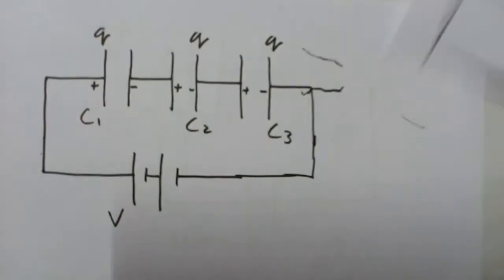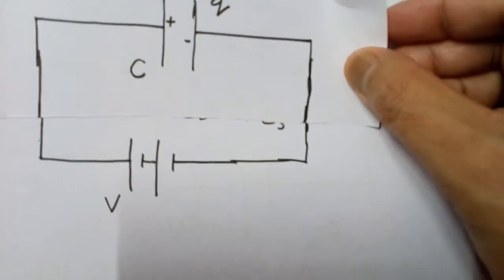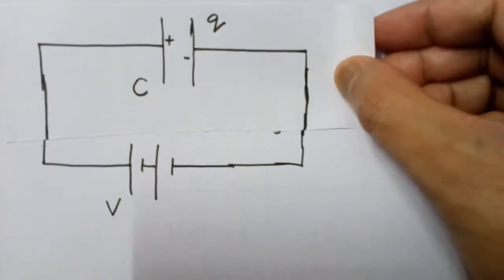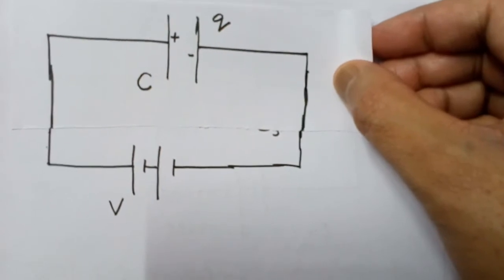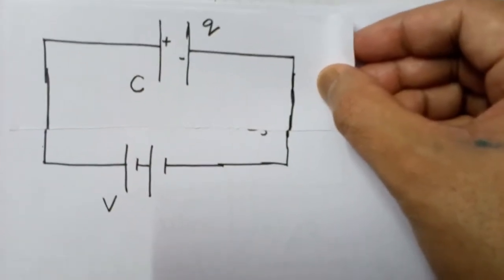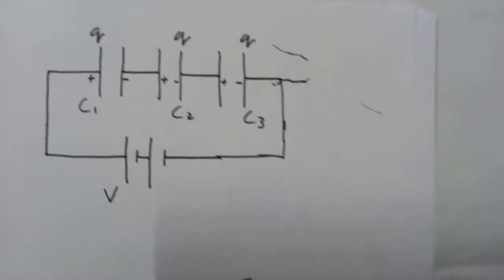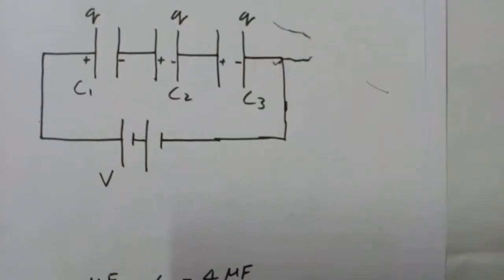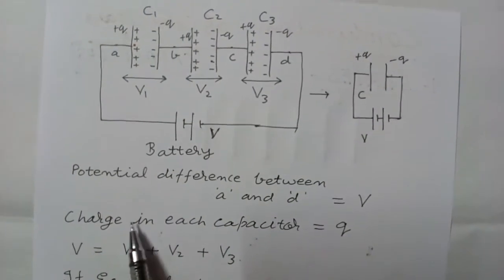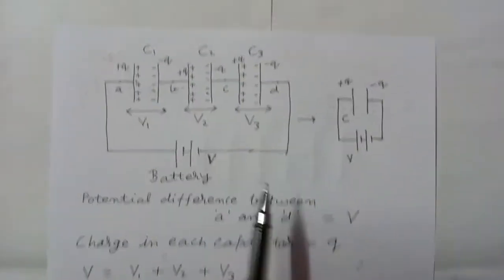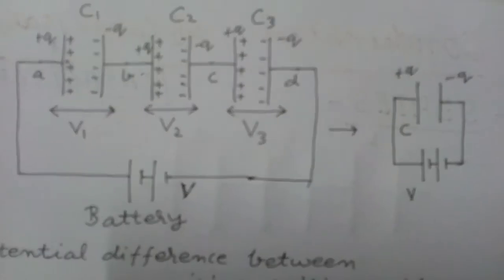Now if we replace these three capacitors by a single capacitor and connect it to the battery like this, and if charge on this capacitor is also Q when potential difference is V, then this C is known as equivalent capacitance of this combination. Now net potential difference V is equal to V1 plus V2 plus V3.